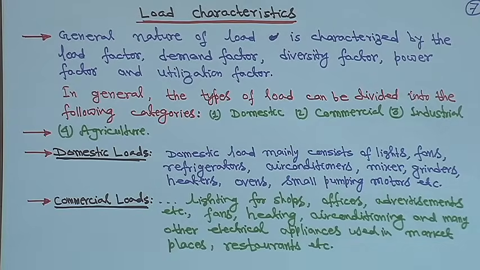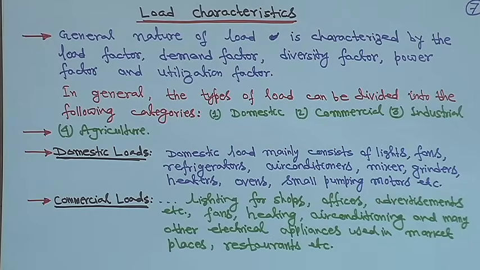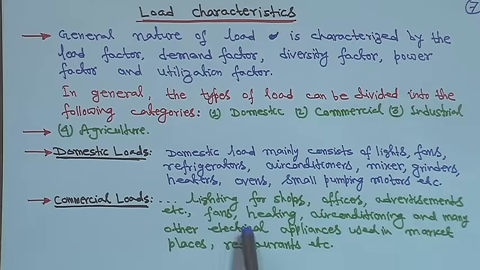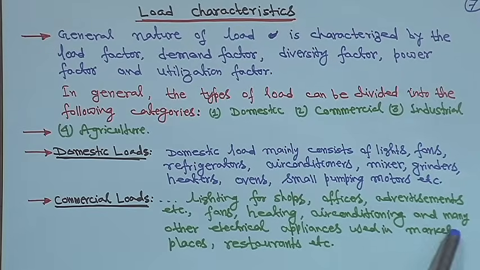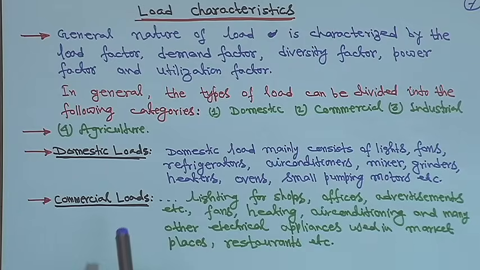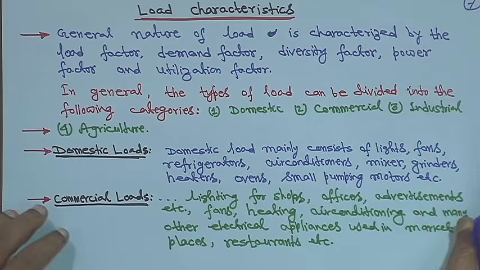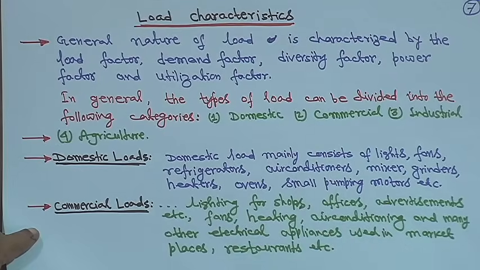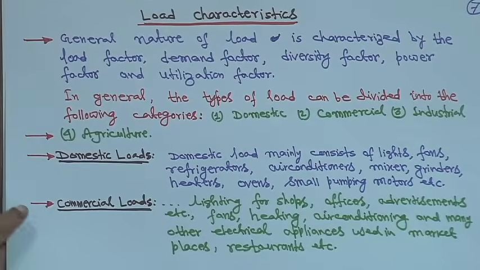Domestic load mainly consists of lights, fans, refrigerators, air conditioners, mixer grinders, heaters, ovens, small pumping motors, etc. Similarly, commercial loads are basically lighting for shops, offices, advertisements, fans, heating, air conditioning and many other electrical appliances used in marketplaces, restaurants, etc. Domestic, commercial, industrial and agriculture loads have different characteristics.